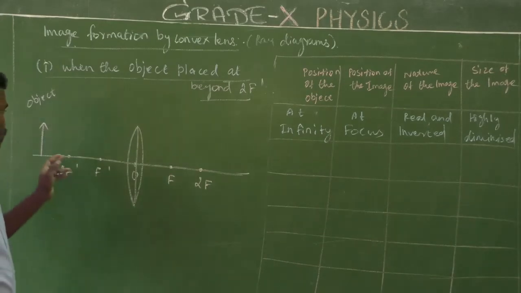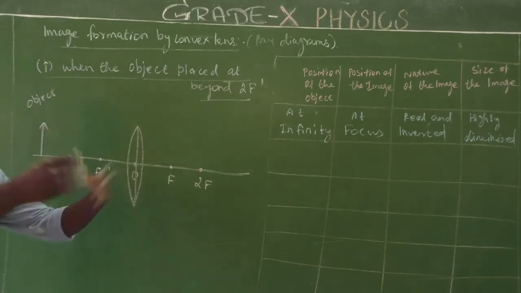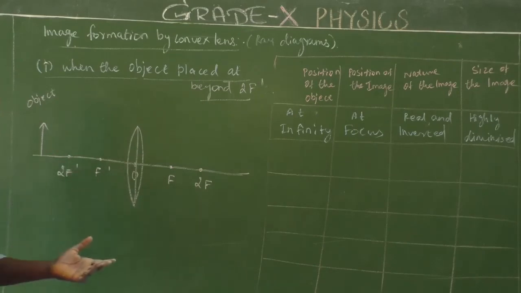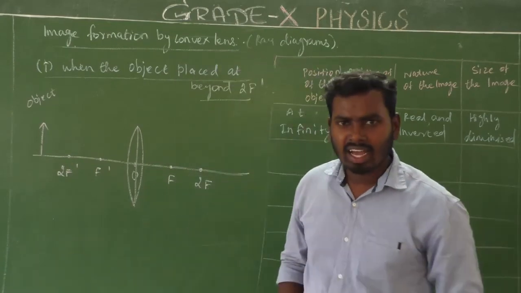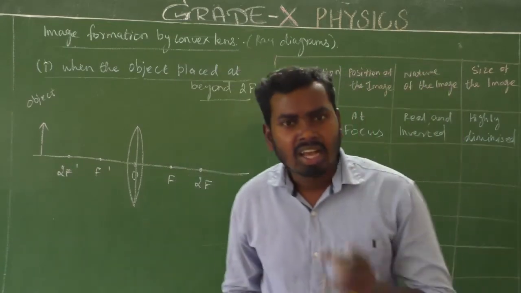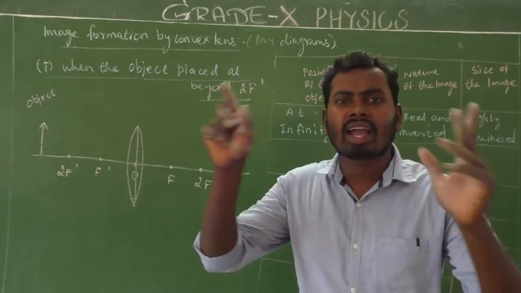So from the object, light rays are coming. Many light rays are coming from the object placed beyond the 2F dash. Light rays are coming from each and every point of the object, at the top of the object, at the middle, as well as at the bottom. But I am going to take just 2 rays, because just 2 rays are needed to make an image.